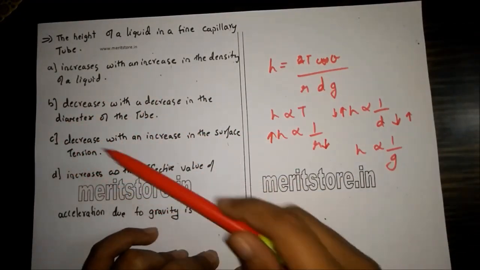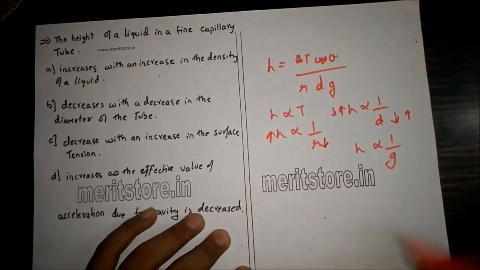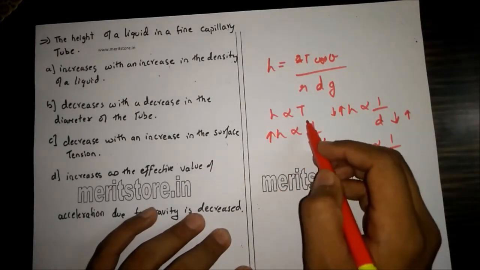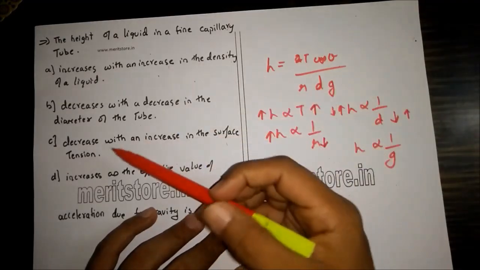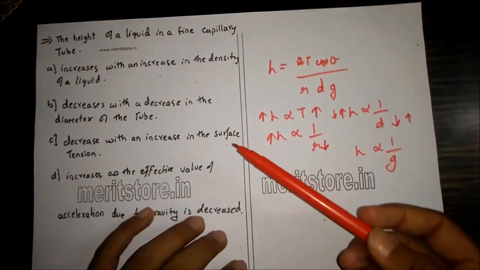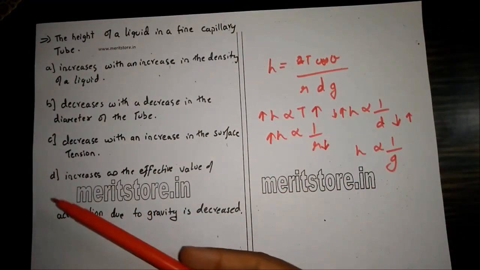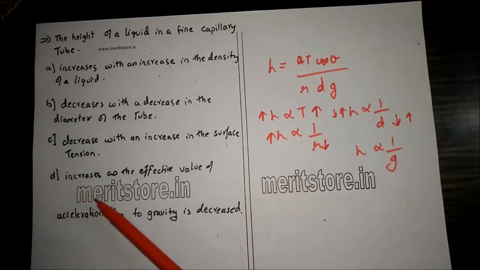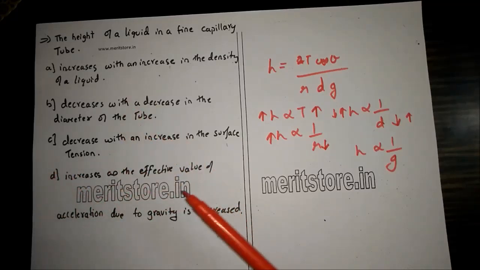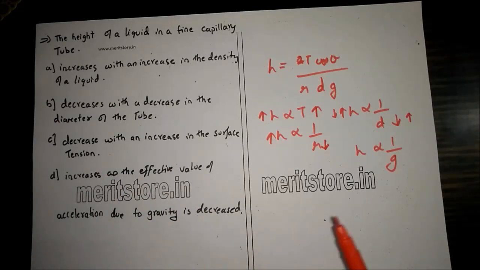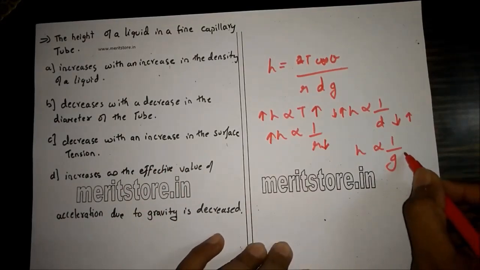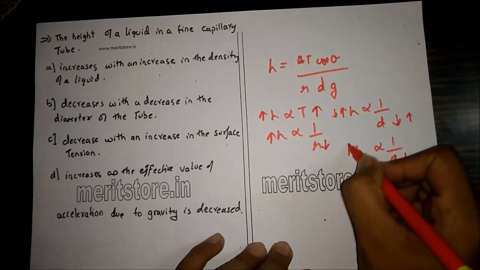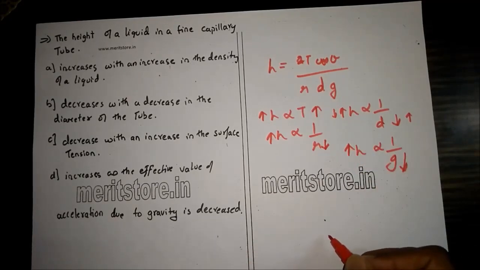In option C, height decreases with an increase in the surface tension. Now, h is directly proportional to T. So if T increases, h will also increase. But here it is said that h decreases with an increase in the surface tension, which is wrong. Therefore, we are left with option D, which says h increases as the effective value of the acceleration due to gravity is decreased, which is actually true. Since h is inversely proportional to g, if g is decreased, h will increase. Therefore, the correct answer is option D.